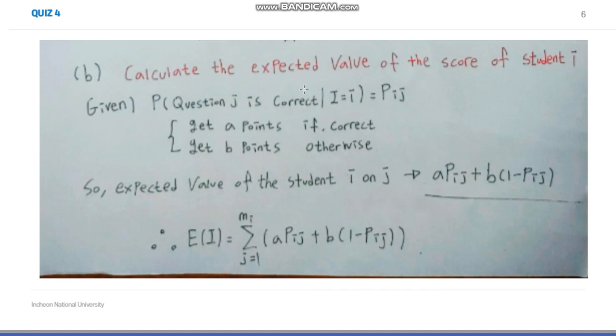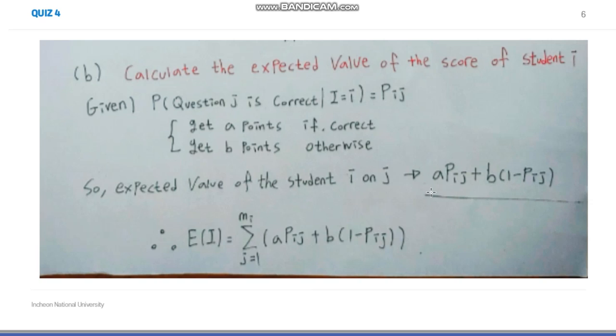And next is to calculate the expected value of the score of student I. We can see the given information: the probability that question J is correct, given I equals small i, is p_{ij}, and you get A points if correct, and otherwise you get B points. So the expected value of student i on question j is A p_{ij} plus B times (1 minus p_{ij}), because you get A points if correct and otherwise B points, so 1 minus p_{ij} multiplied by B.